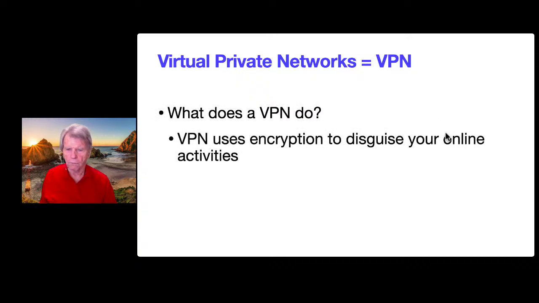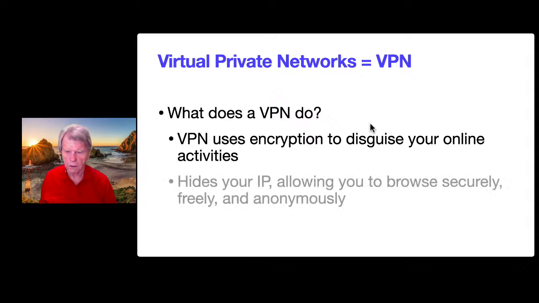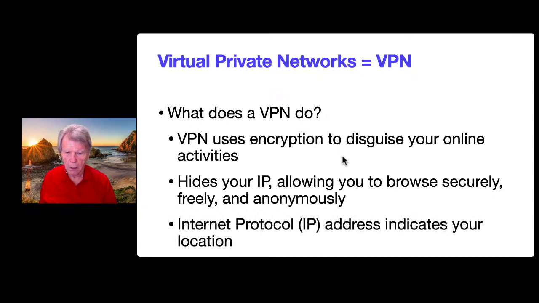So, to review, what does a VPN do? It uses encryption to disguise your online activities. It hides your internet protocol address, also known as your IP, allowing you to browse securely and freely and anonymously. And as you may know, your IP address is used by advertisers and others to pinpoint your location.